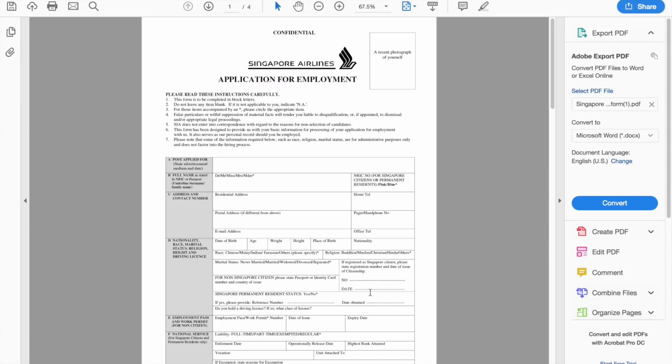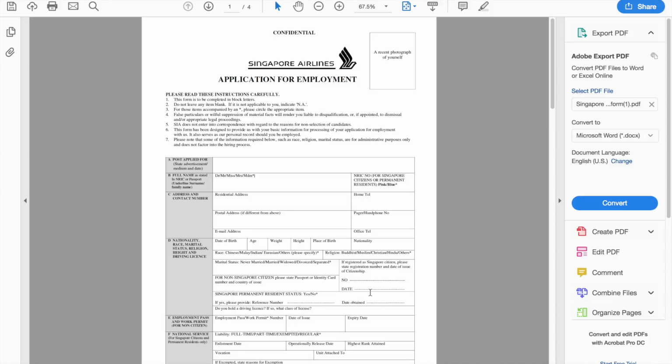So one of the candidates has been kind enough to send me the latest form. The form that I'm sharing with you has come from an Indian candidate. Her name is Varsha, so thank you so much. However, I believe most of the forms would have similar information that Singapore Airlines would be asking you to fill.